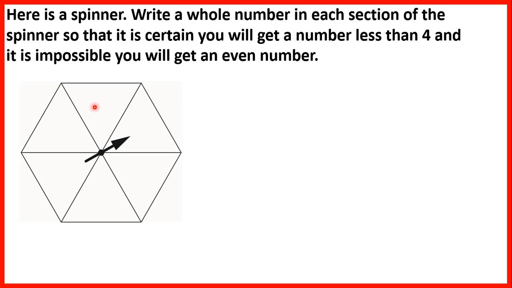Now it doesn't say that we can't use the same number in different sections. So here we could write 1 in every section of the spinner. That means it's certain you will get a number less than 4 because 1 is less than 4, and it is impossible you will get an even number because 1 is an odd, not an even number. Or we could write 3 in every section of the spinner, or a combination of 1s and 3s.